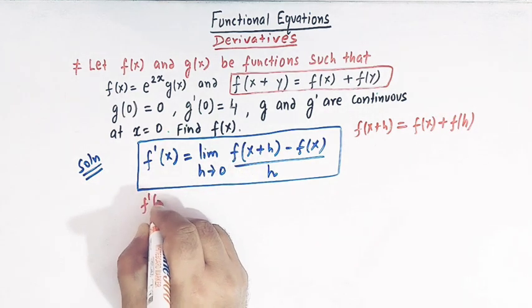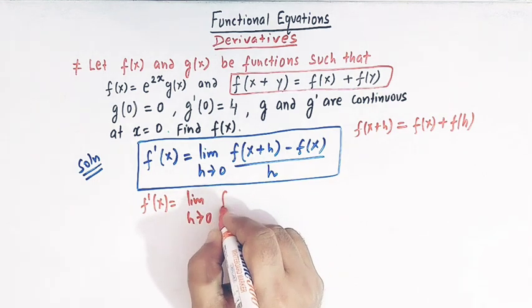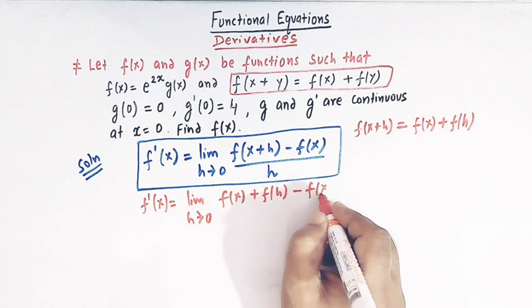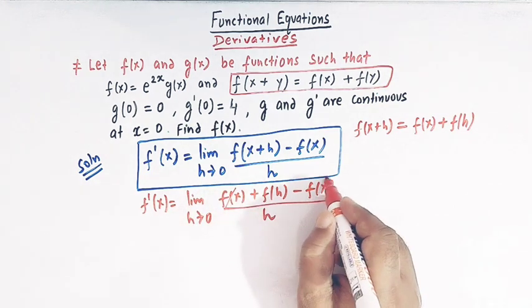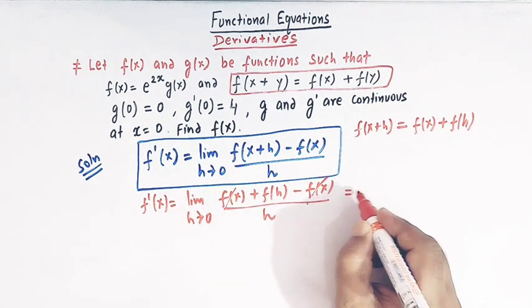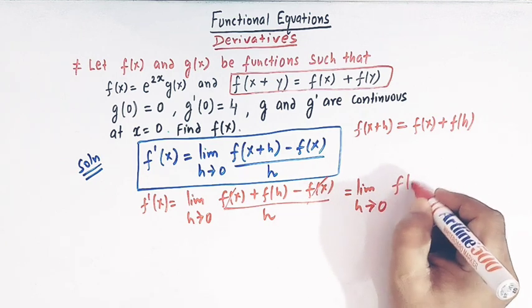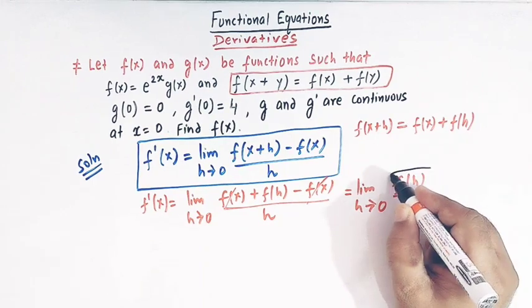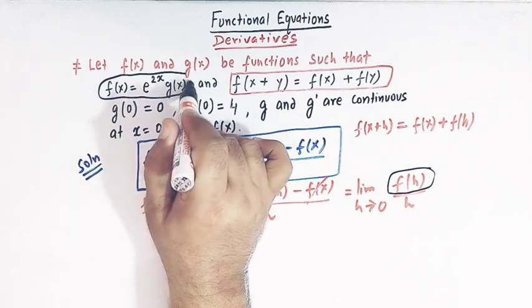So we have f prime of x is equal to limit h tends to 0 of f of x plus f of h minus f of x divided by h, right? Now see, these two terms get cancelled. So we are left with limit h tends to 0, and here we have f of h divided by h, right? So now the value of f of h can be obtained from this equation, right?